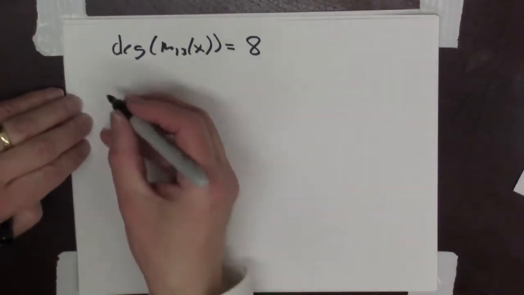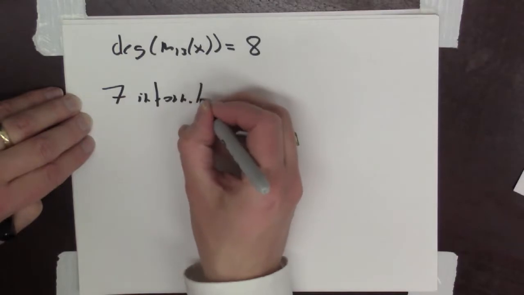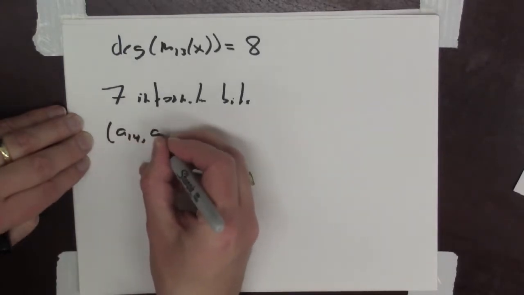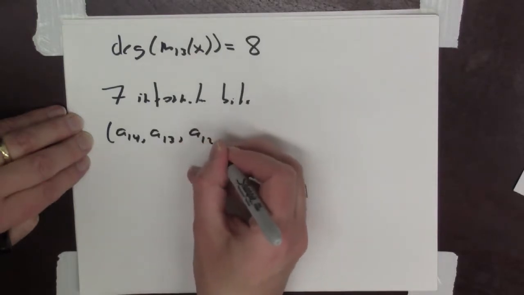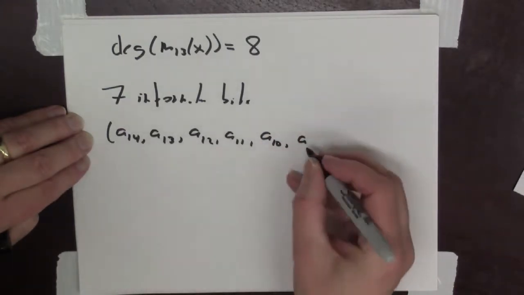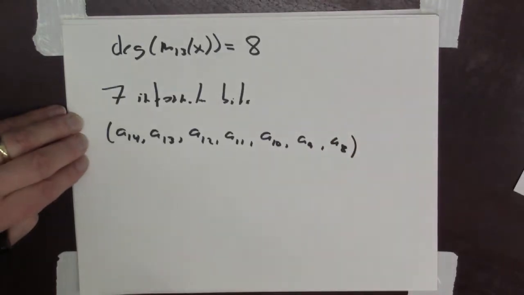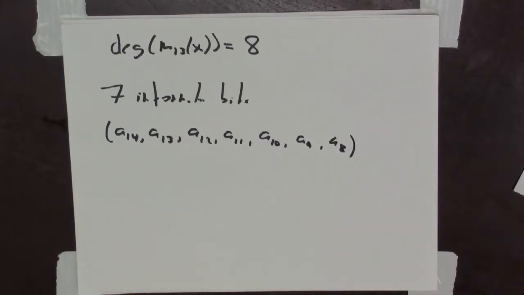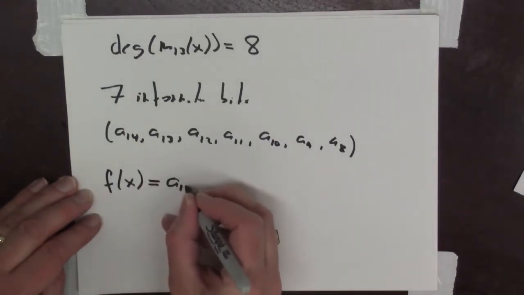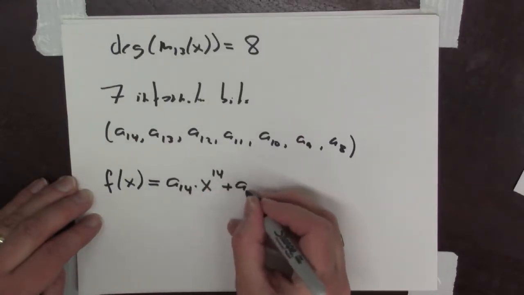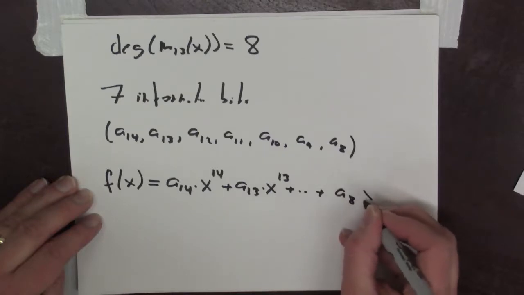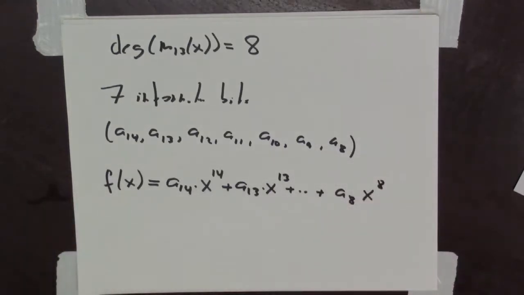Okay, so now you give me 7 information bits, and I'm going to call them a14, a13, a12, a11, don't fall asleep on me, a10, a9, and a8. But you might suspect I don't want to view this as a vector at the moment. I really want to view this as a polynomial: f of x equals a14 times x to the 14 plus a13 times x to the 13, all the way down to a8 x to the 8. So that's the thing I want to ship over.